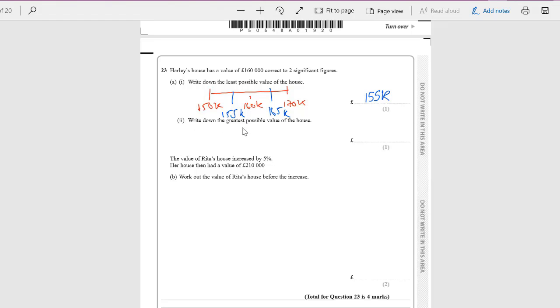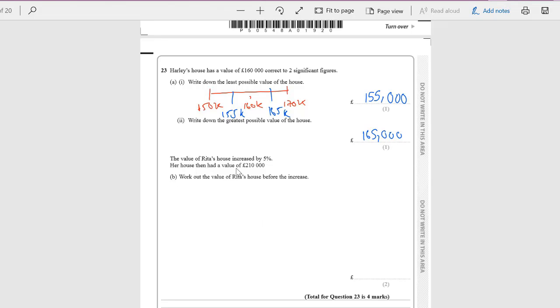Here k represents 1000, so just be conscious of that. And write down the greatest possible value of the house. Well, it could be 165. I'll actually write it out properly here. We'll do the same for this. You don't want the examiner thinking, why did you put k?